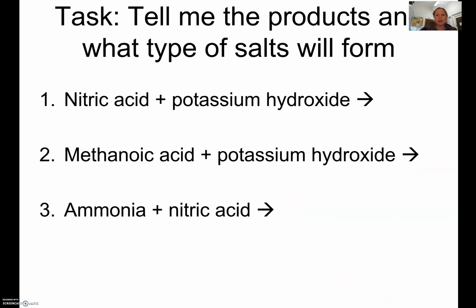So here's a task. I'd like you to tell me the products that will form and the types of salts that will form. So pause the video now, give this a go.